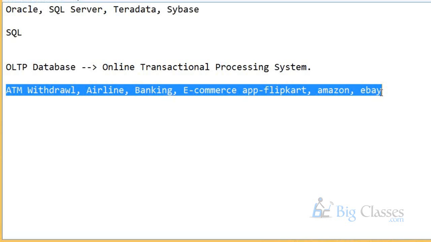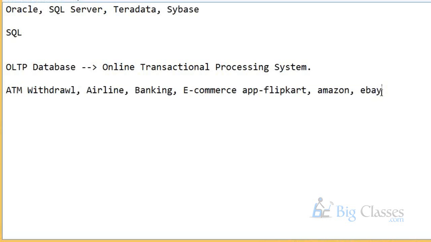The OLTP systems are the systems where all the operational transactions are stored, and these are the backbones of any company, which store the transactions of that particular application. The OLTP systems are continuously available, which means the users of the application have round-the-clock access to them.